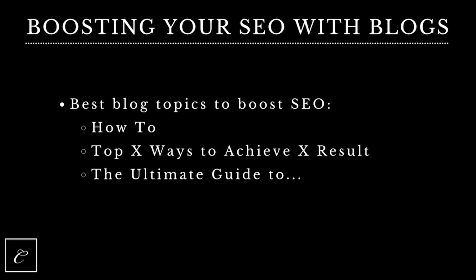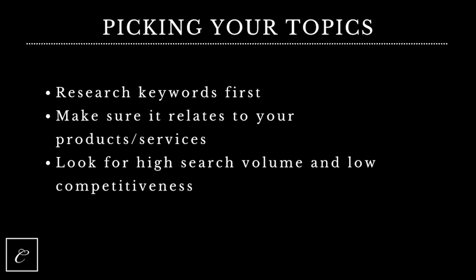The best blog topics you can use to help optimize your SEO are how-to blogs, or blogs that say the top X ways to achieve X result, or the ultimate guide to whatever your topic is. Basically, people typically read blogs because they are trying to solve a particular problem, and so topics like this typically perform best. When you're writing a blog, you want to do a little bit of preliminary keyword research first.